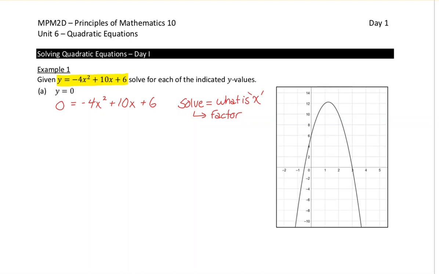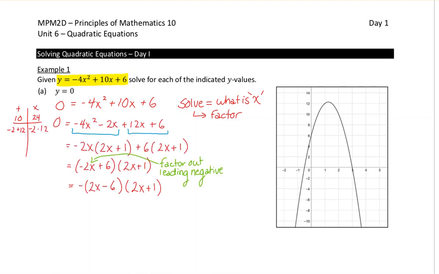Take a few minutes to factor this problem, negative 4x squared plus 10x plus 6, and see what you get as your factors at the end. So if you factor it, this is what you get as a result. So we're going to take these factors that we've just come up with here, 2x minus 6 and 2x plus 1, and we are going to set them equal to 0 and figure out what our two zeros are in this case.